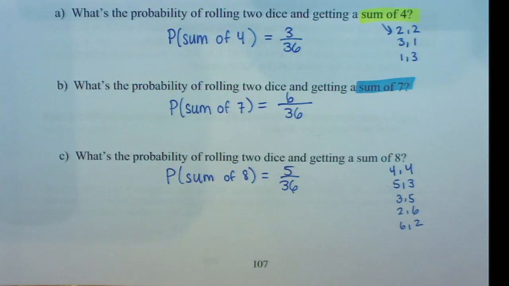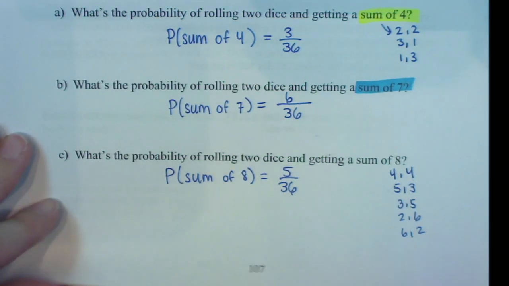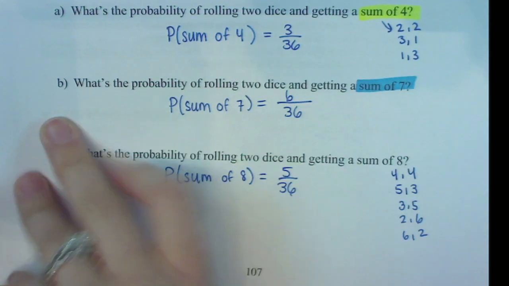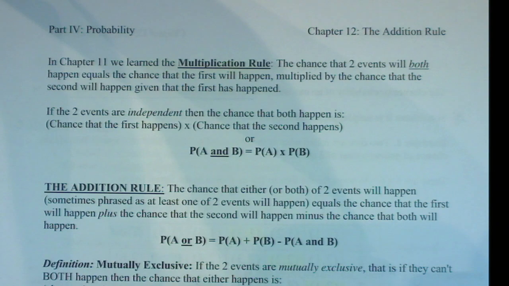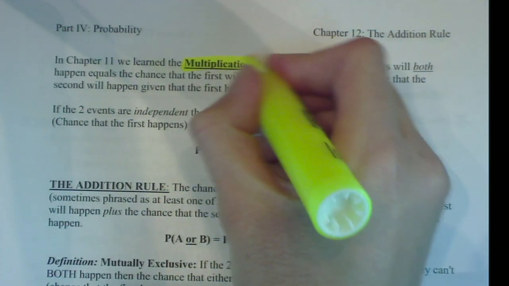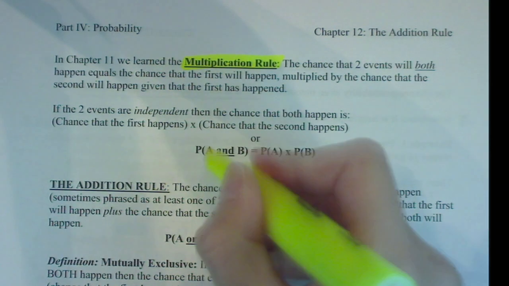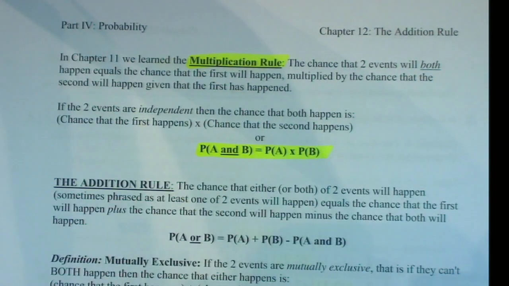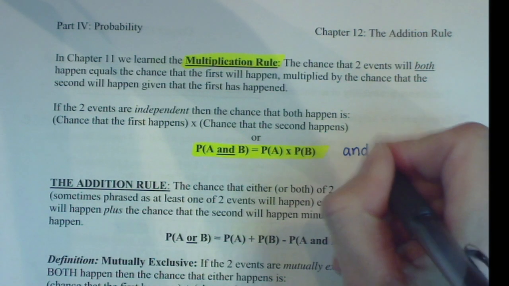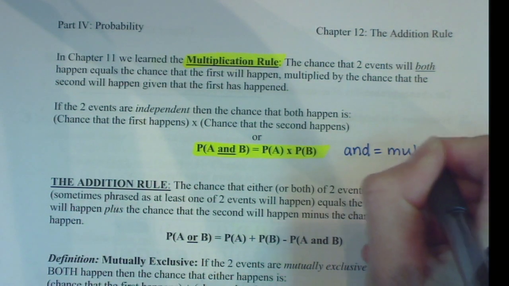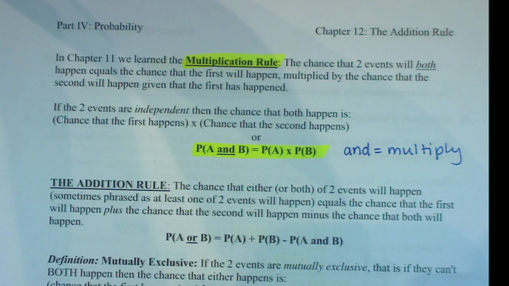But the addition rule, so the reason I introduced this sample space idea is because the addition rule, it's really helpful to think about the sample space. So let's look at the addition rule. All right, it says back in chapter 11, we learned the multiplication rule. Hopefully you guys remember this, right? The probability of A and B is equal to the probability of A times the probability of B. So if we have an and situation, we're going to multiply.